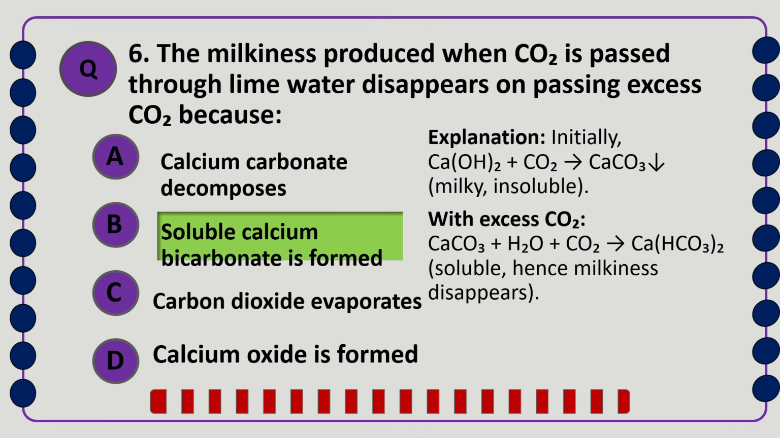But if you continue passing carbon dioxide in the same solution, what will happen? Calcium carbonate will further react with carbon dioxide and this time it forms calcium bicarbonate. Calcium carbonate is an insoluble salt whereas calcium bicarbonate is a soluble salt. So the milkiness is because of CaCO3 and it disappears because of the formation of calcium bicarbonate. This is the chemistry behind the milkiness.